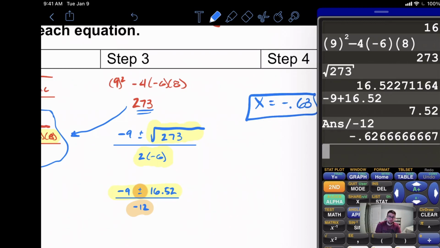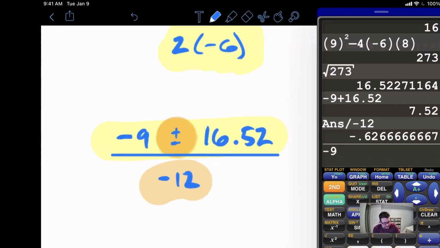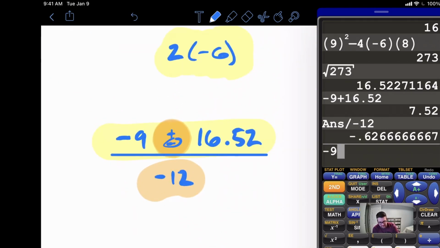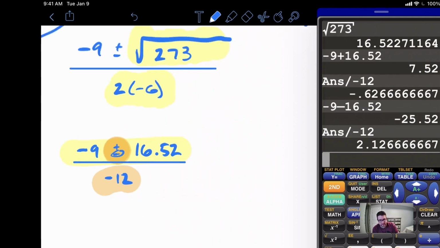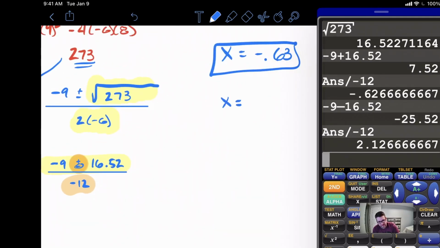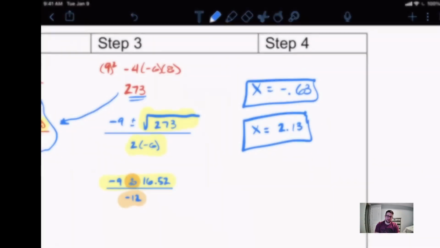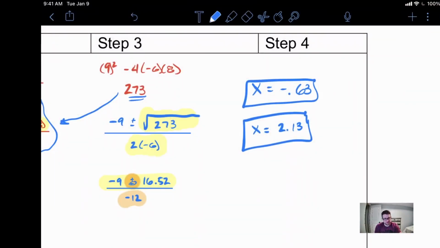Now, that was when we used the plus symbol. Now let's use the minus symbol. So we're going to do negative 9. Now, instead of using the plus, we're going to use the minus on this one. So minus 16.52. We get that as our number. And then we're going to take that and divide it by negative 12. And we get 2.12. So x is equal to 2.1. Oh, I should round that, 2.13 for our final answer. Right, so that's how we get our 2 answers out of this, and we knew it should have had 2 answers because our discriminant over here was positive.